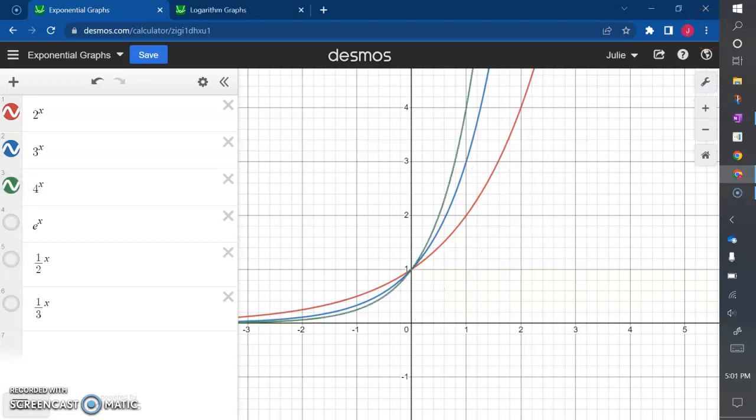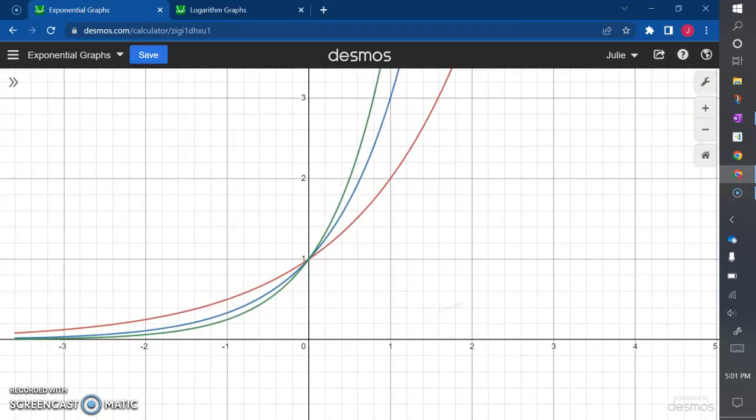Let's check out 4 to the x. Same idea. Same y-intercept, slightly different value here when we look at what happens when we plug in 1. When we plug in 1, we're going to get this right here, and that distance is 4 to the 1. Now notice if we look at these graphs, they all have the same horizontal asymptote, and it looks like y equals 0.